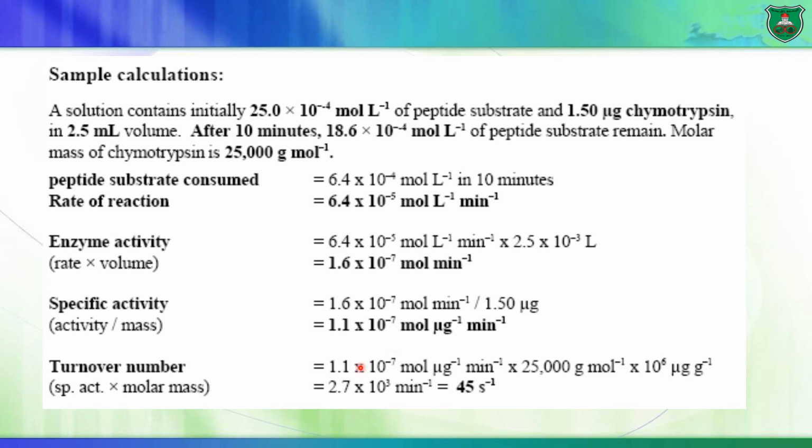Okay. Now the turnover number. Now you need to multiply specific activity by the molecular mass, and you already have it in here, and that tells us something about the turnover number. So basically, one enzyme catalyzes 45 reactions per second.